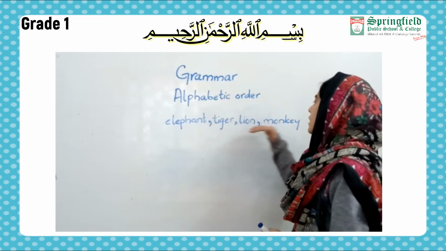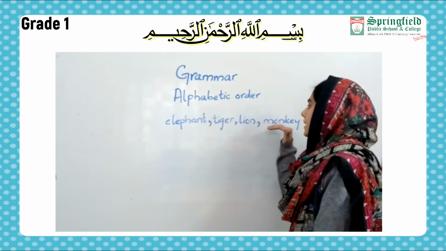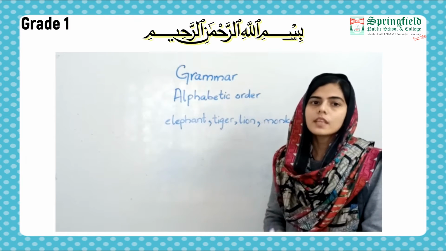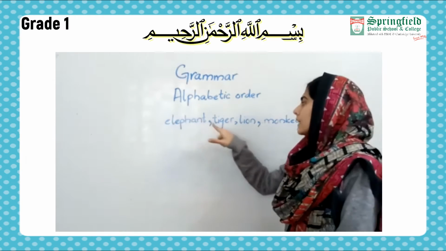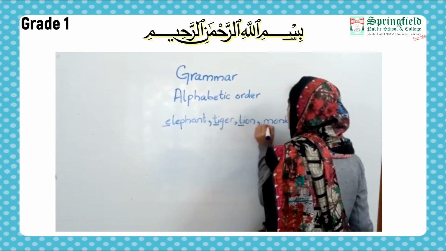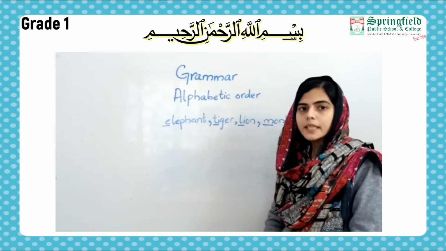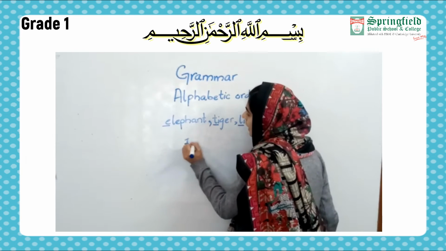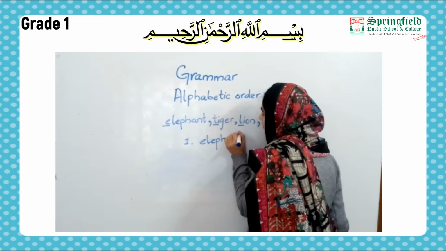Here you can see we have got a group of animals. Now if I ask you how are we going to arrange them in alphabetic order? As I already told you, for alphabetic order you always have to revise our ABC. Now let's see. E, T, L and N. First of all, let's mark our first letters. These all are different. Now let's read our ABC. A, B, C, D, E. So E is coming first. That means the word elephant will be on first place.